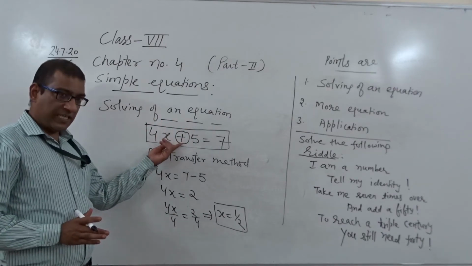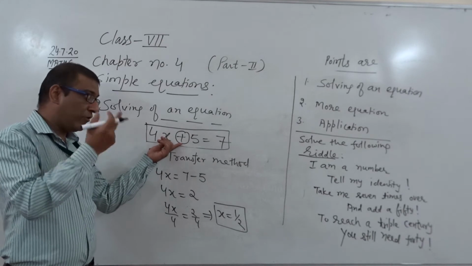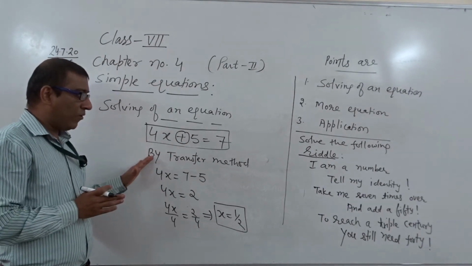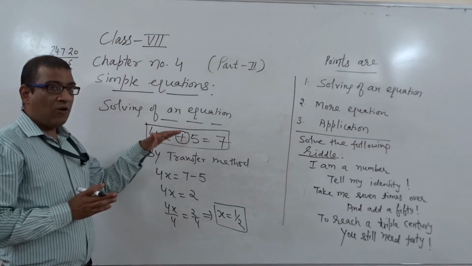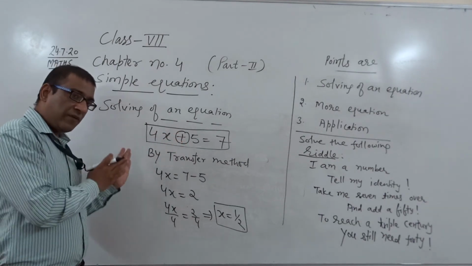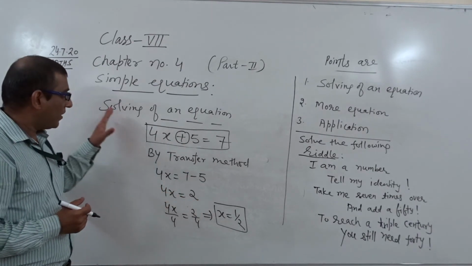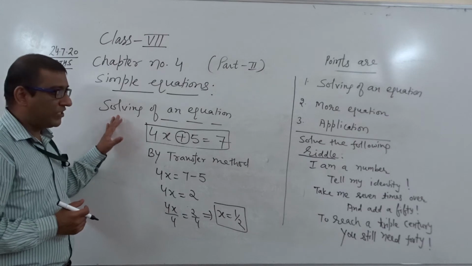If a minus sign is there, and when you transfer it from left hand to right hand, then minus will convert into plus sign. So the transfer method is applicable only when a plus sign or a minus sign is there. It may be on the left hand side, it may be on the right hand side also. So I hope this concept of solving an equation is clear to all of you.